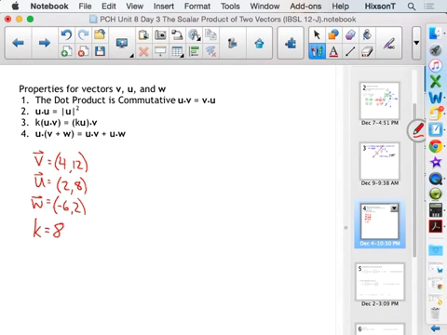We also had something similar to the associative property, where if you have a dot product multiplied by a constant, you could multiply either of the vectors by the constant first and then do the dot product. And then number 4 was the distributive property for dot product and vector addition.